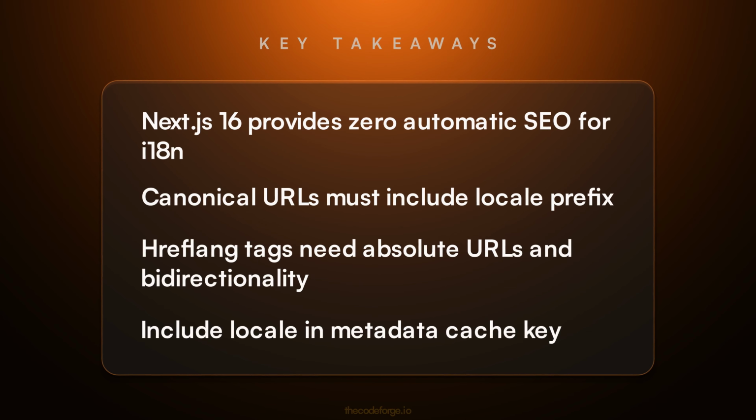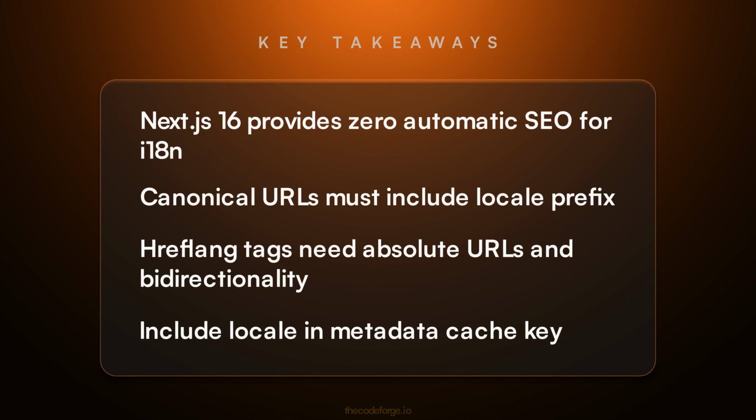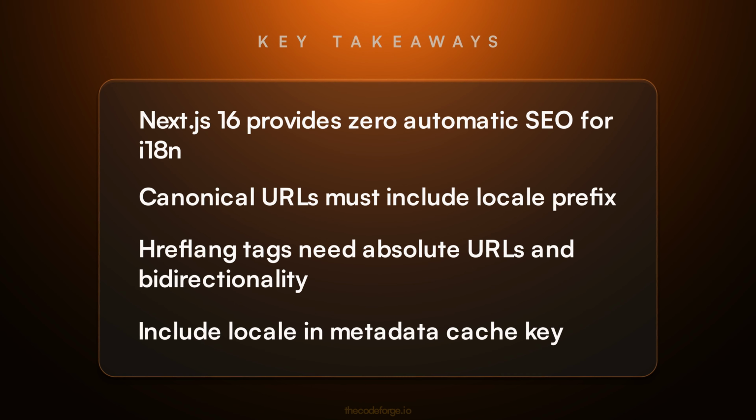Let's recap the key takeaways. Next.js 16 provides 0 automatic SEO for i18n. Canonical URLs must include locale prefix. Hreflang tags need absolute URLs and bidirectionality. Include locale in metadata cache key.